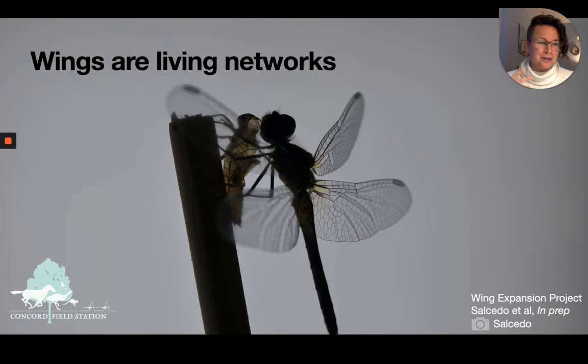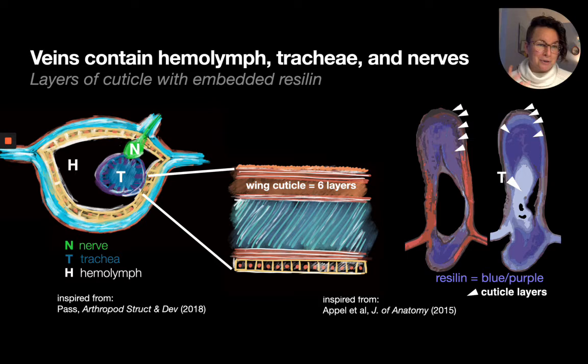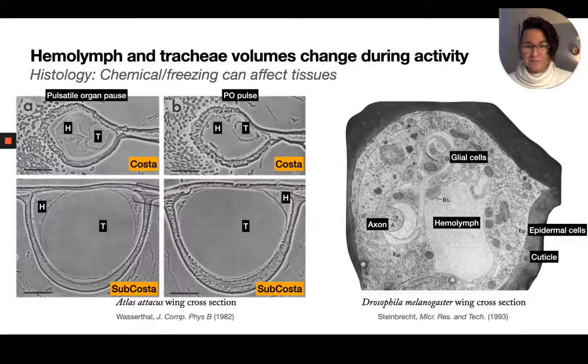And so if you were to take a slice of a wing, you'd actually see that there's space for hemolymph, insect blood, trachea, the respiratory system, and nerves. If you take another slice of that, you'd see embedded resilin marked in blue and purple here. So resilin is a super elastic protein that needs hemolymph in order to function at its highest elasticity because it's a hydrogel.